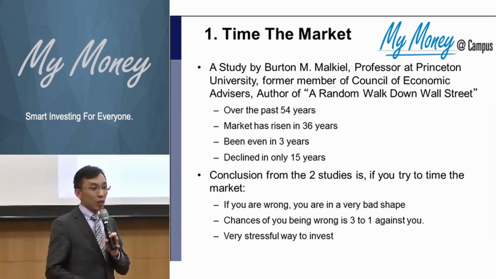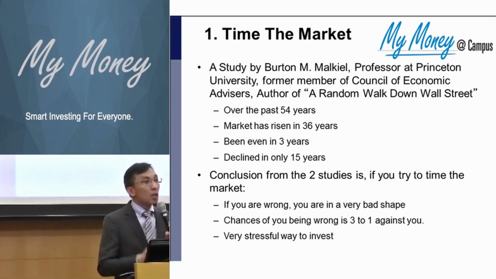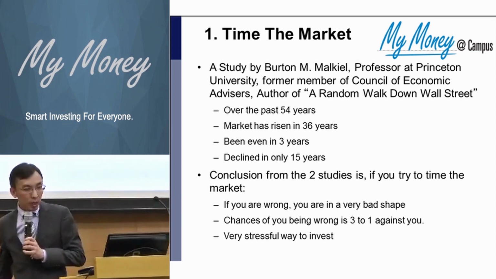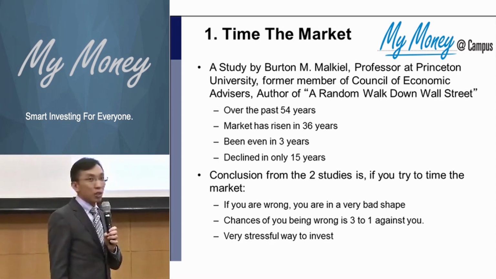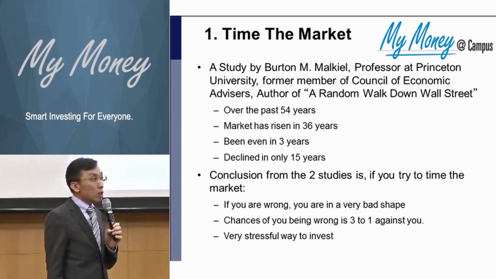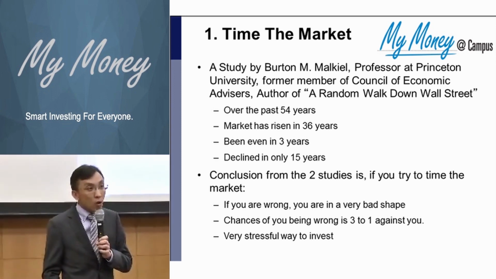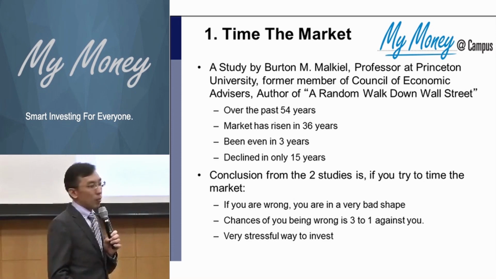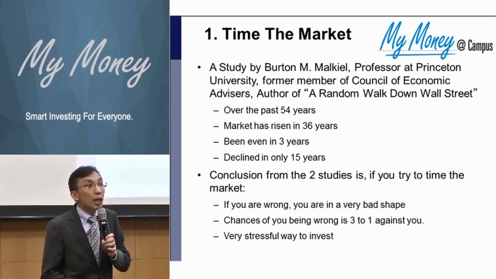Now, if you conclude from these two studies, the conclusion we can draw is, if you try to time the market and you are wrong, you are very jialat, in a very bad shape. And the chances of you being wrong are 3 to 1 against you, because most of the time the market is either flat or up. It's not easy to try and get out of the market when it's bad. Even if you can get out, the question always is, when do you get in?